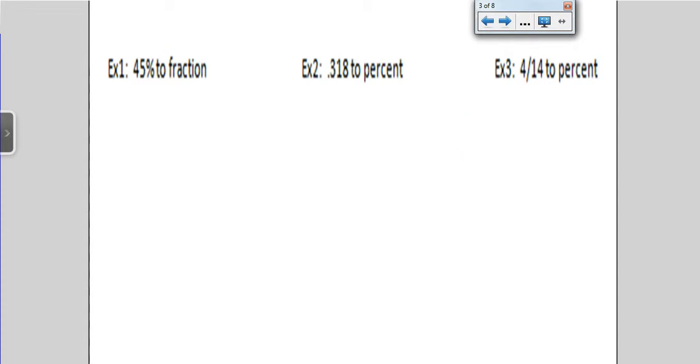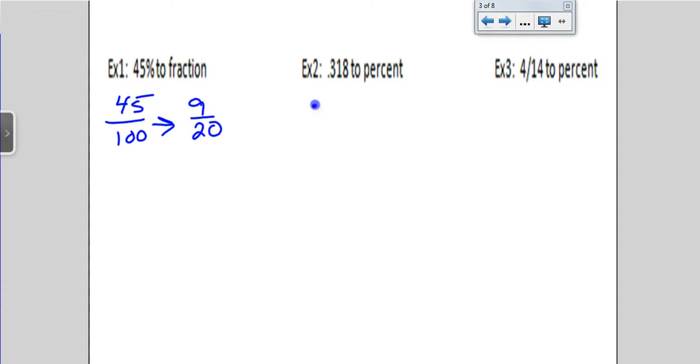Our next section on the notes is more of this. So 45%, I want you to change this to a fraction. So what I would first do is I would say 45% is really 45 out of 100. Now technically that is a fraction. Unfortunately it's not reduced. So if I hit math enter enter on my calculator, I can go ahead and get the answer of 9/20ths, which is what I'm looking for.